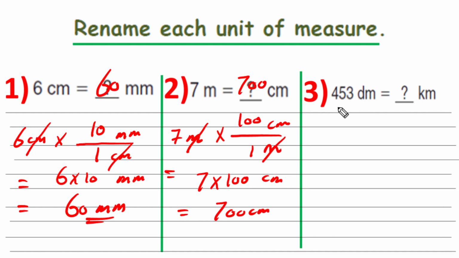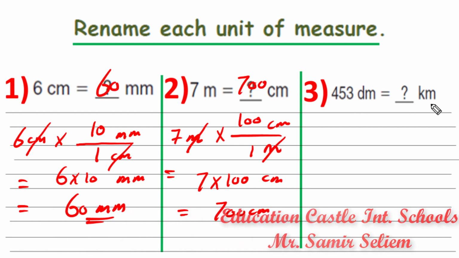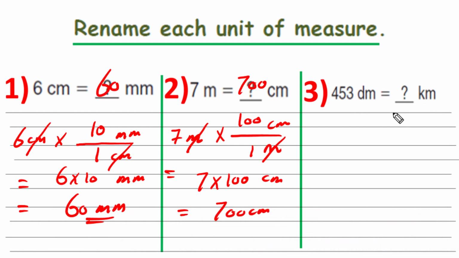In the same way, 453 decimeters equals how many kilometers? To convert from decimeters to kilometers, you have to use two conversion factors.